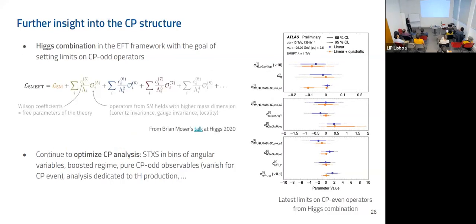And then concerning the charge parity properties, or the CP structure, these are two things that I think will be interesting in the future. One of them is to do Higgs combined measurements in the EFT framework, in the effective field theory framework, but with the goal of setting limits on CP-odd operators. So effective field theory is, we take the standard model Lagrangian and we augment it with higher dimension operators that are built only from the standard model fields.